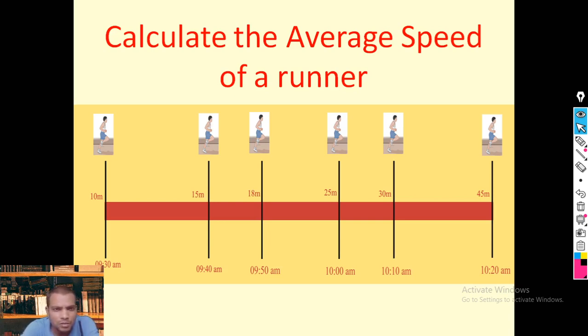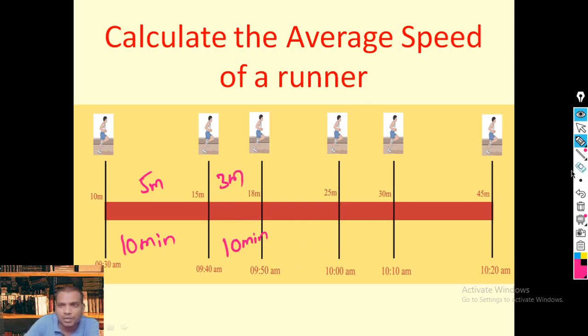Suppose the diagram shown below is of a runner. The runner is covering different distances in equal intervals of time. At 9:30 he is already at 10 meters, and at 9:40 the time interval goes to 10 minutes. So in 10 minutes he covered 5 meters. Oh, it's very slow. Just like a snail. In the next 10 minutes, again he covered only 3 meters.